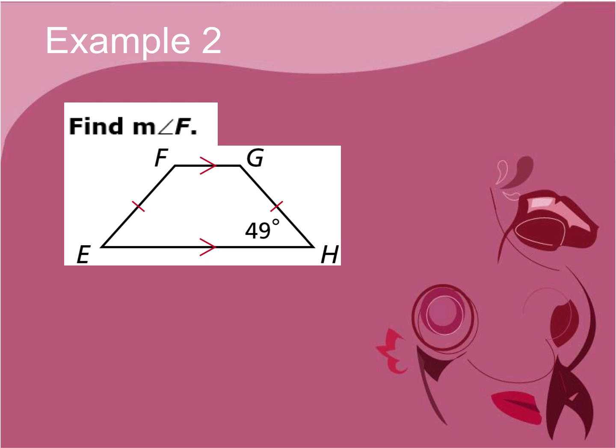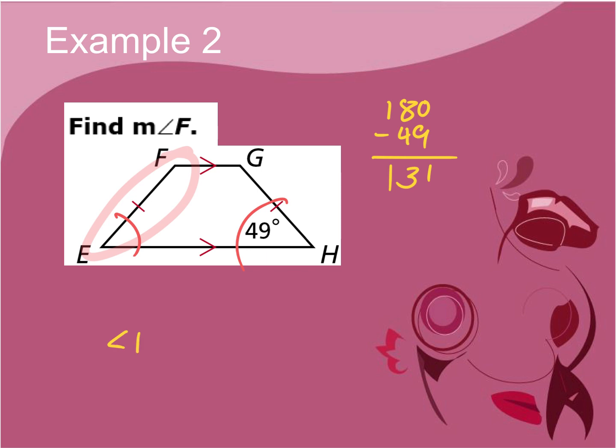All right, so to find angle F, we know again that this is an isosceles trapezoid, so these 2 angles are congruent. And we have to remember this is a parallelogram, so they are supplementary of each other. So we're going to do the same thing we did before. 180 minus 49 is going to give us 131. So angle F is going to be 131.